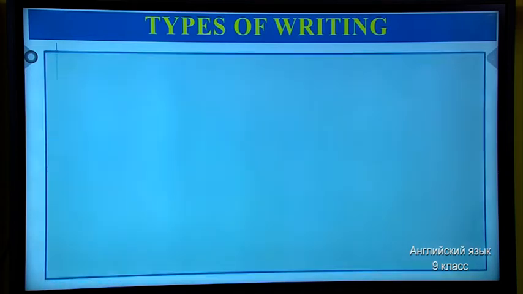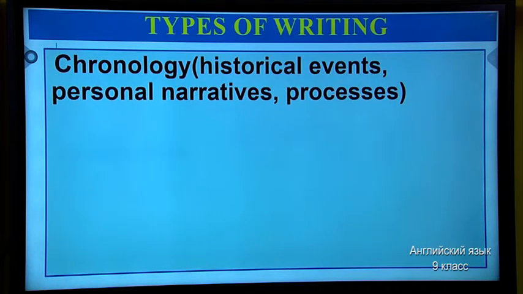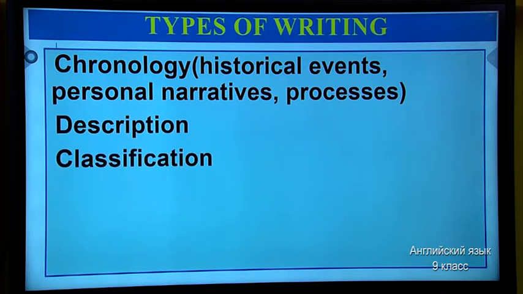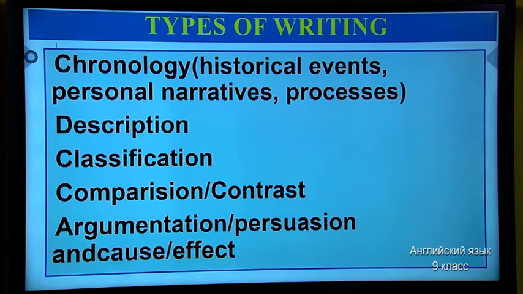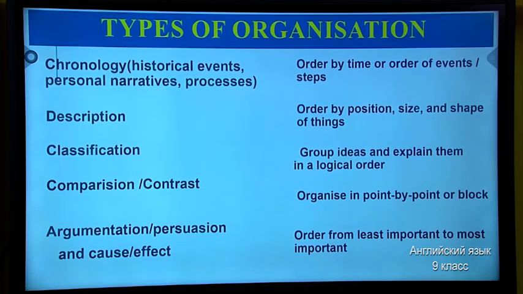Now, here are the types of writing, which you should know. Chronology, it means historical events, personal narratives, and processes are connected. So, next one, description, classification, comparison, contrast, and the last one, argumentation, persuasion, and cause, effect. So, let's check your understanding. Did you understand this one?